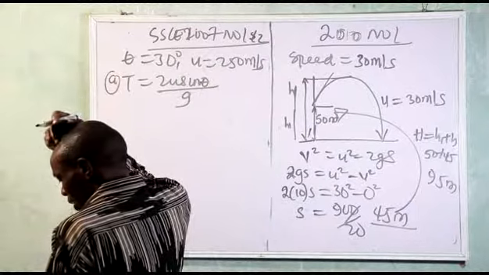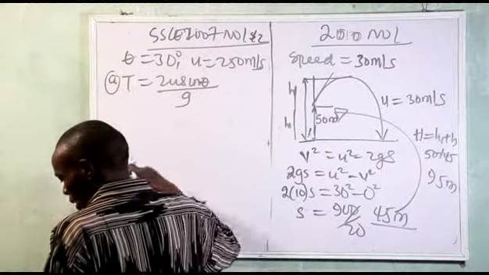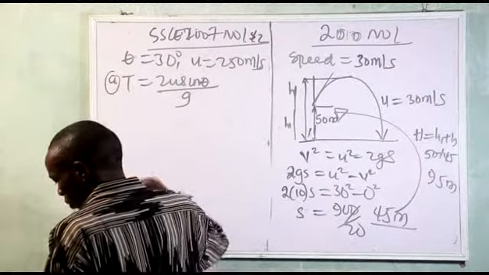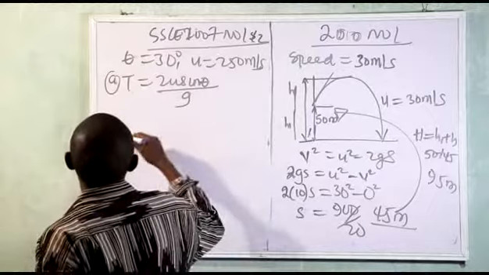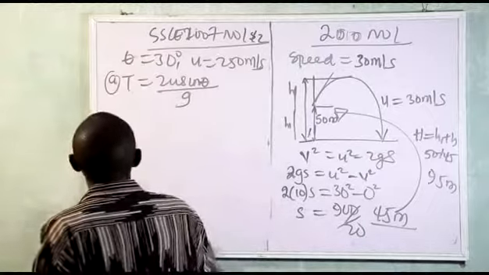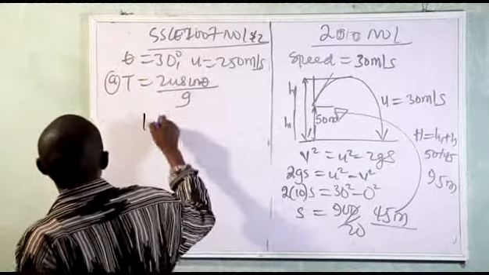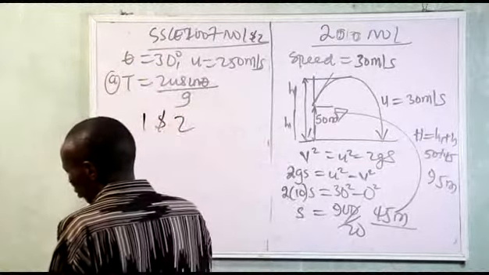Number 2, a stone is projected horizontally from the top of a tower and lands on the ground 25 meters from the foot. Calculate the height of the tower. We have done that also. So for 2007, practice, and if you have any question, let me know. We have done the number 1 and number 2 questions of that type. There's no need of repeating ourselves.